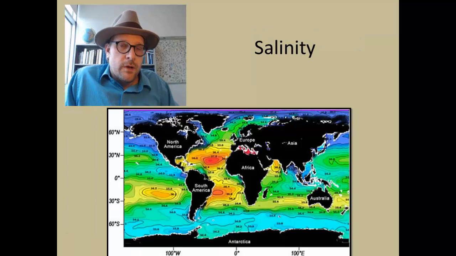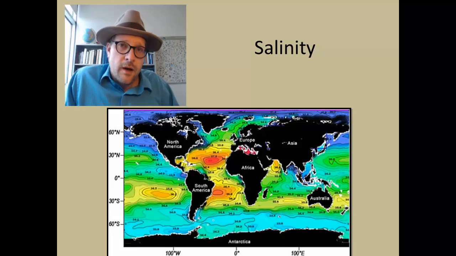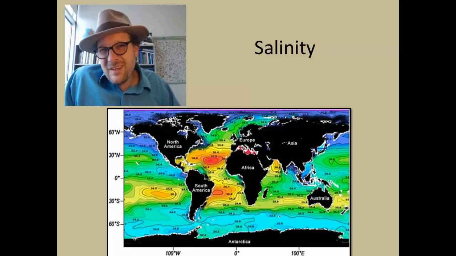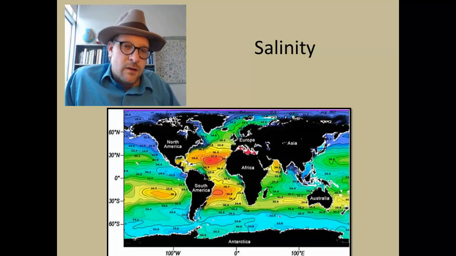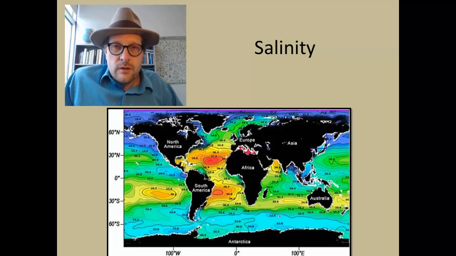Salinity varies quite a bit across the oceans. There's certain parts of the ocean where salinity is very high, and there's certain parts of the ocean where salinity is very low. Salinity tends to be highest where there's the greatest amount of evaporation. This includes the Red Sea, the Mediterranean, as well as some of these open parts of the Atlantic Ocean in the middle of the ocean gyre. These are areas in which there is significant evaporation going on.